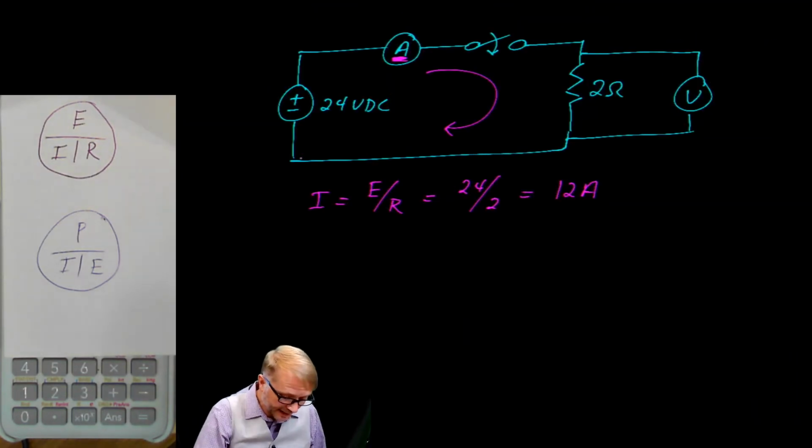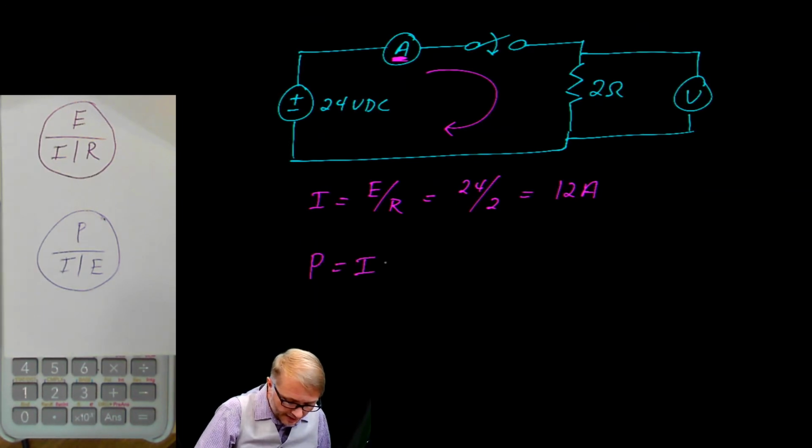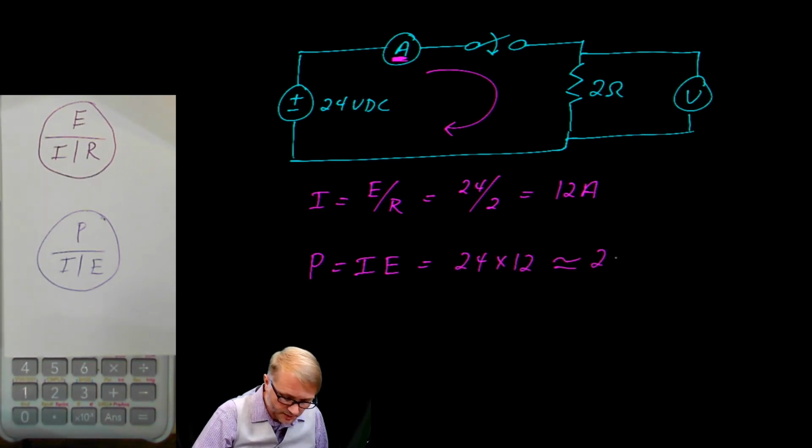We can work on power at this point. We could say power is a product of the voltage and current. So that's 24 times 12, which is approximately 290 watts.